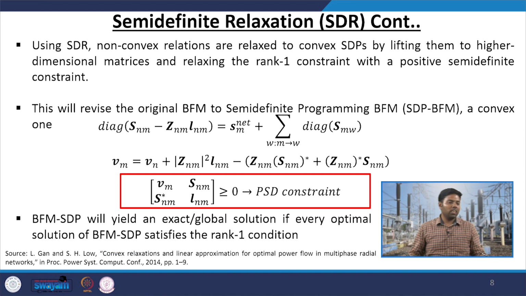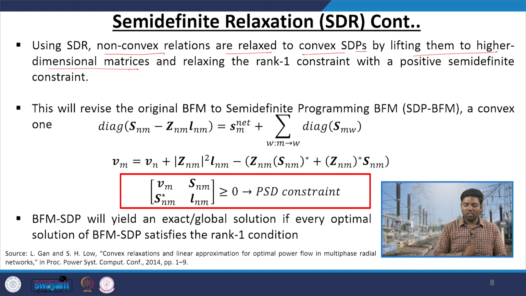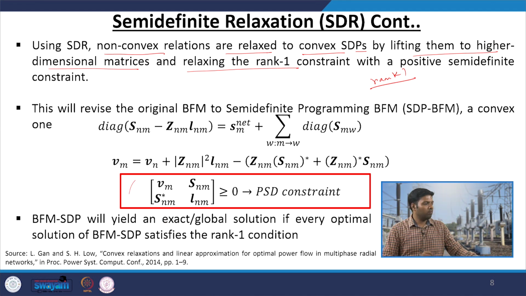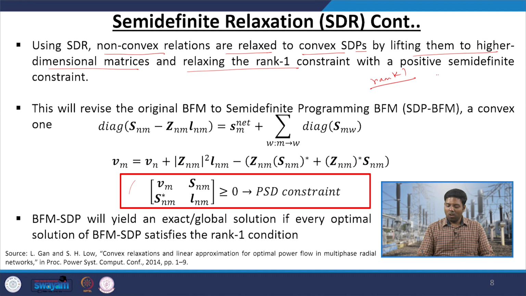So, what does semi-definite relaxation say? The semi-definite relaxation says that non-convex problems are relaxed to a convex semi-definite program by lifting them to a higher dimensional matrix and relaxing the rank 1 constraint. That means, we will assume that this rank 1 condition for this matrix is not there. We will think the rank is 2, meaning we are lifting it to the higher dimension and relaxing that rank 1 constraint with a positive semi-definite constraint. We will only consider this matrix as a positive semi-definite matrix, not a rank 1 matrix.